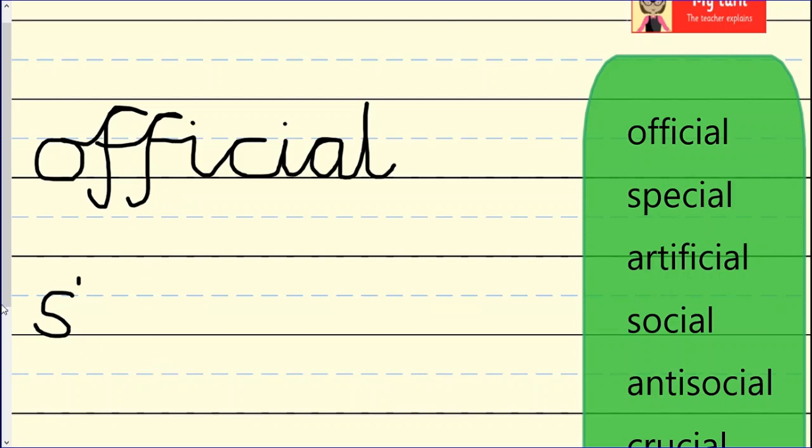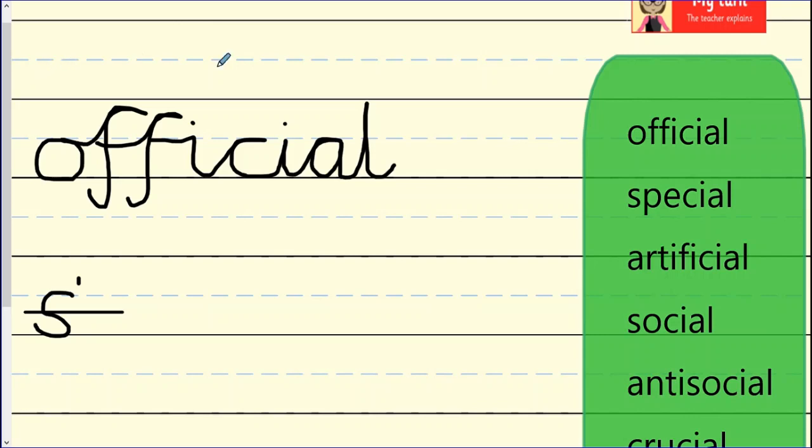Right. If you make a mistake with your spellings, all you need to do is cross it out neatly with a line and then start again. Okay. Now I'm going to carry on with my practice.